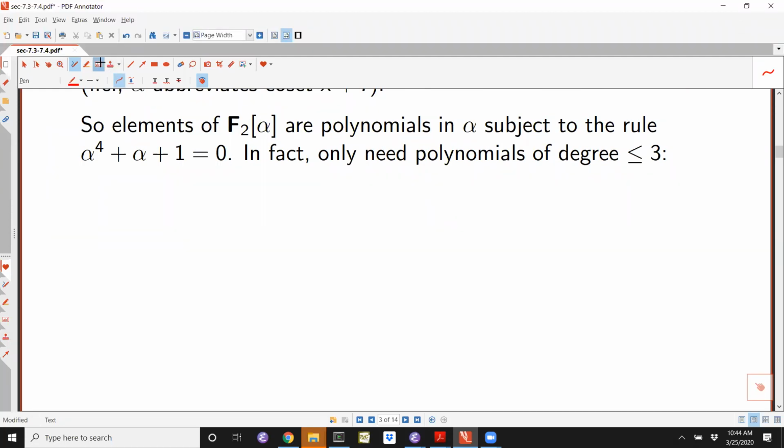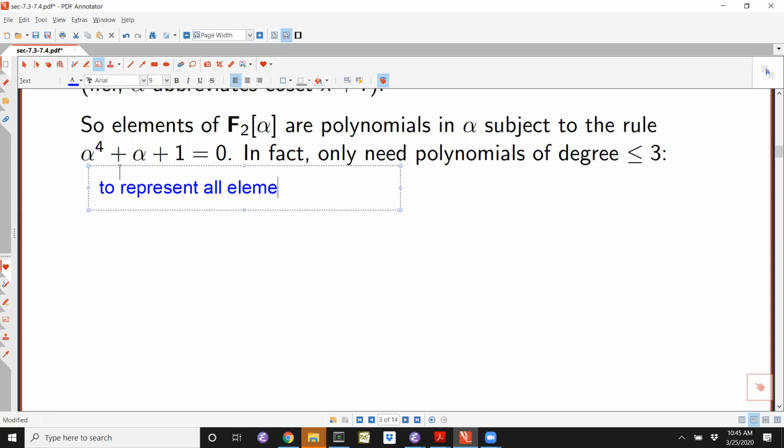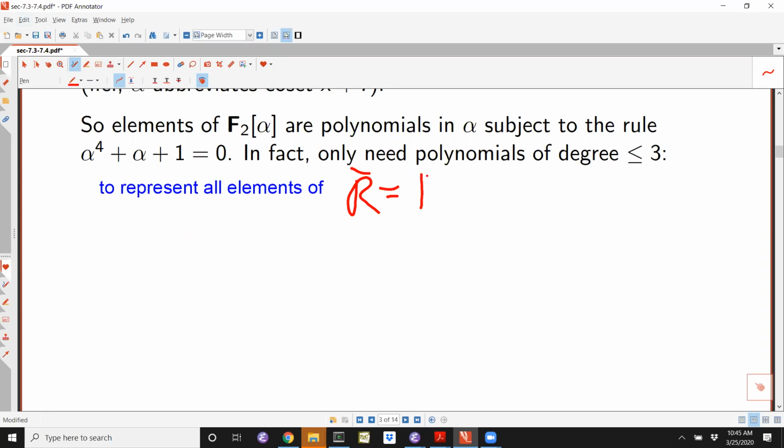I should finish that sentence. We only need polynomials of degree less than or equal to 3 to represent all elements of R bar, our quotient ring, R bar equals F2 bracket alpha. Okay, so here's an example.